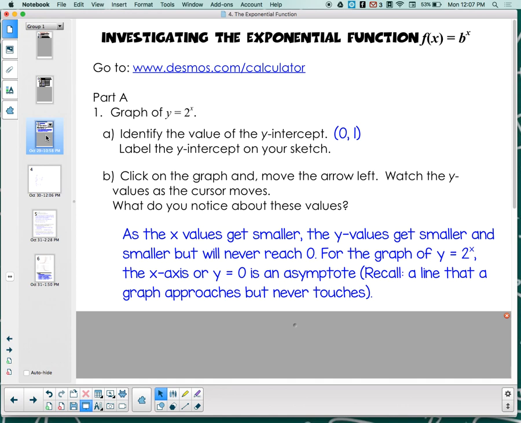In our parent graph, that asymptote is the x-axis. Your graph approaches y equal to 0, but never actually reaches it. It just gets smaller and smaller, but never touches it. Where rational graphs had both a vertical and horizontal asymptote, exponential graphs only have a horizontal one. We don't have vertical asymptotes for exponentials. Good so far?